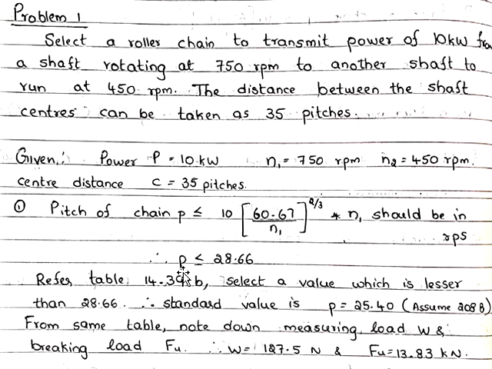Then refer table number 14.39b. You have to select a pitch value which is nearer to 28.66 but smaller than 28.66. So the standard pitch value is 25.40. Actually there are two rows for 25.40. You can assume 208B type. So from same table, for pitch value of 25.4, note down measuring load capital letter W and from last column breaking load FU. So you will get W as 127.5 Newton and FU as 13.83 kilonewton.